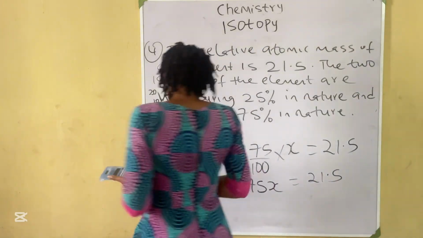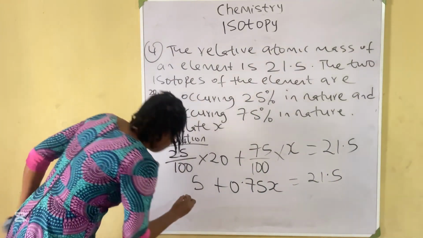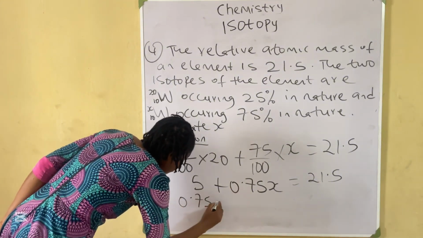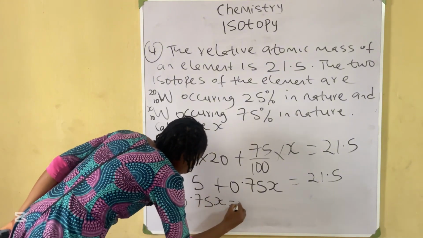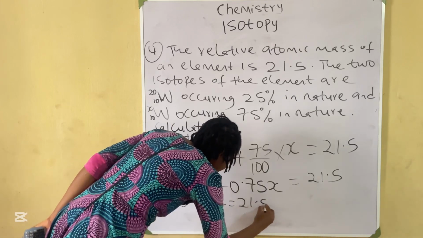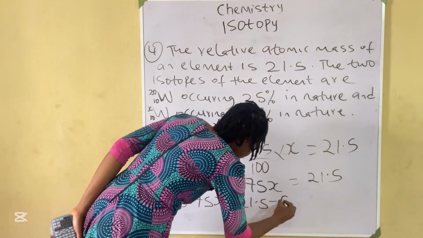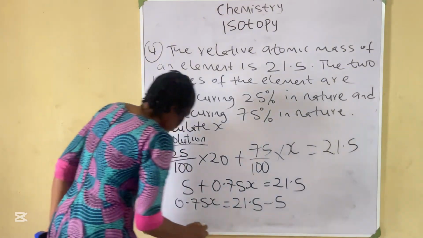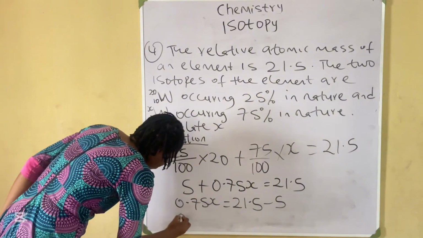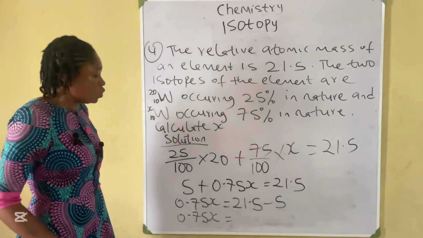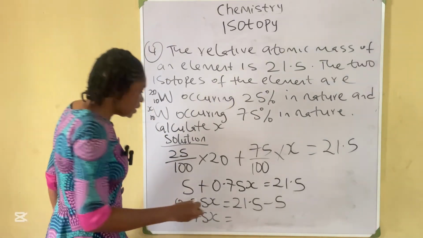So I'm going to collect like terms. 0.75x is equals to what? 21.5. This plus 5, crossing the equality sign, becomes minus 5. So 0.75x is equals to what? 21.5 minus 5 will give me what? 16.5.